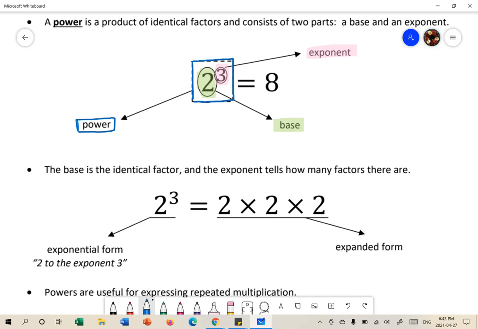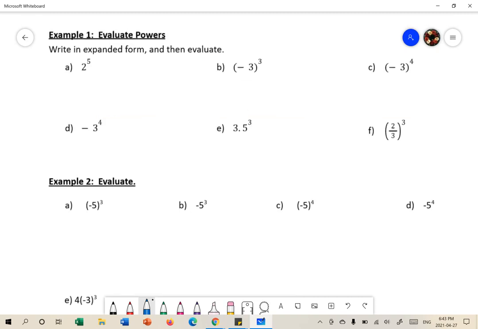In this example, the exponent 3 is telling us that we're going to multiply the base 2 by itself 3 times. Let's practice evaluating powers. What we're going to do is expand the power first and then evaluate. 2 to the power of 5. That is 2 times 2 times 2 times 2 times 2, 5 times. And using your calculator, that's equal to 32.